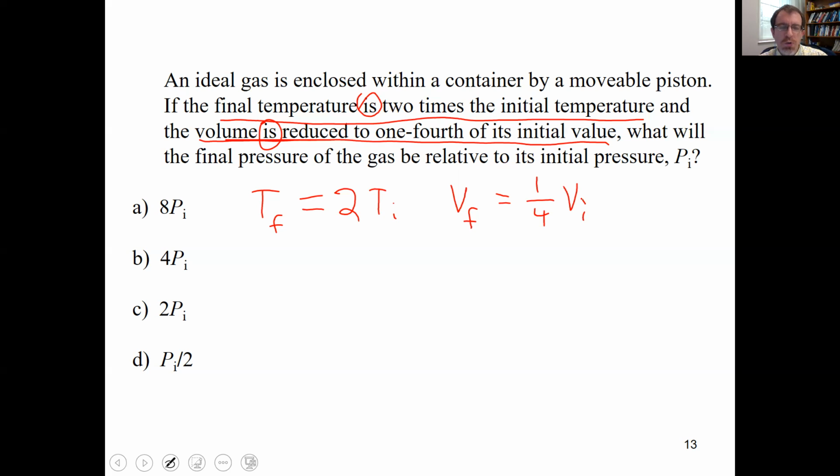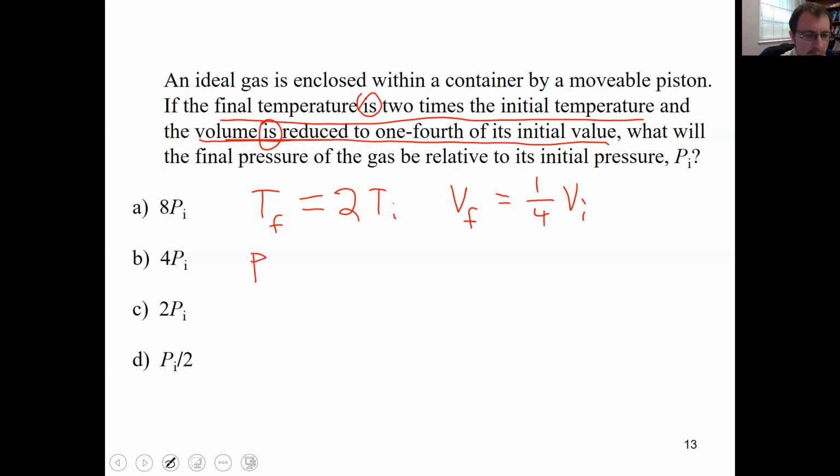Notice there it says reduced to, not reduced by. Actually, reduced by wouldn't make any sense here. If it said reduced by 1/4 of its initial value, it's like we're taking 1/4 of it away, so it'd be like 3/4 that we would have. What we've got on the screen is a little simpler to think about. The volume is reduced to 1/4 of its initial value. So we've got the equation written out on the screen for that. Okay, what will the final pressure of the gas be relative to its initial pressure?